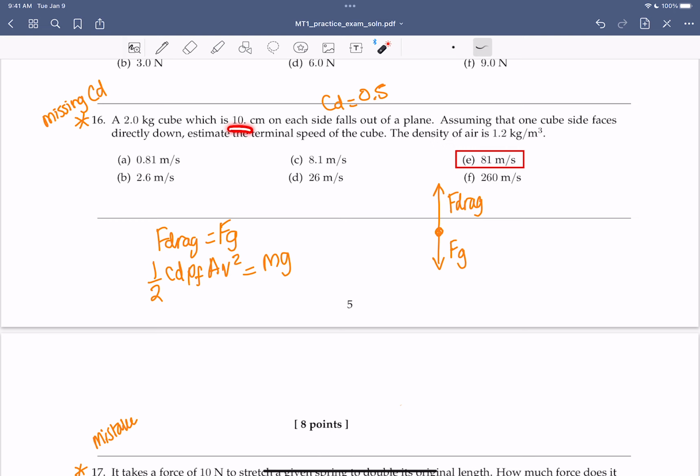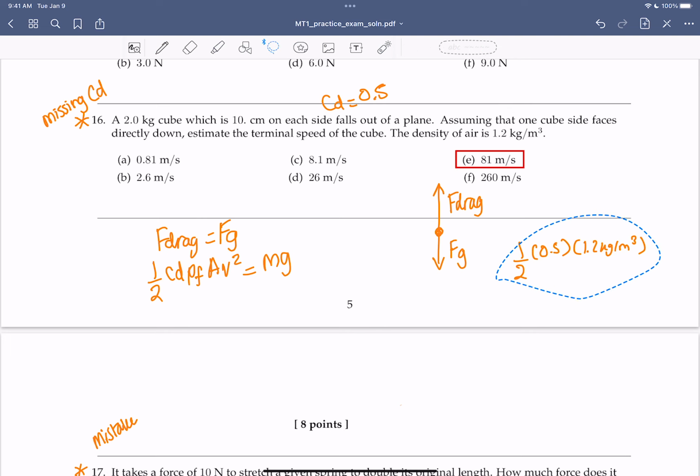And so 10 centimeters on each side, a cube, so just 10 times 10, that's 100, right? 100 centimeters squared there for your area. Now, you would have to adjust this 10 centimeters and convert it to meters to match up with the density of air there. Yep. So that would be the one adjustment that you would have to make to that value there. So you take half times 0.5 times 1.2 kilograms per meter cubed, right?